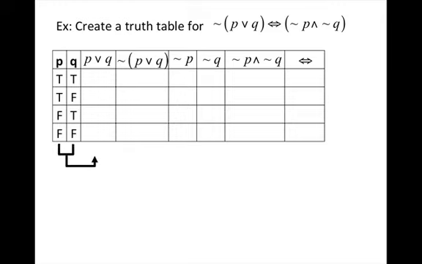So begin with the P or Q. We're comparing P and Q. The OR is only false when both of those are false, which is line 4. So P or Q is true, true, true, false. The negation of this would be false, false, false, true. So not (P or Q) is false, false, false, true.